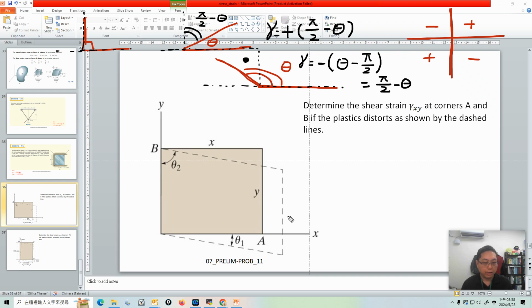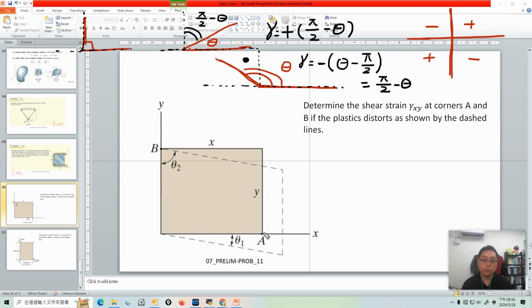Okay, the dash line here is after the deformation. The shaded area is before deformation, and after the deformation we want to determine the shear strain at corner A and corner B. Then we will apply this quadrant rule for shear strain.